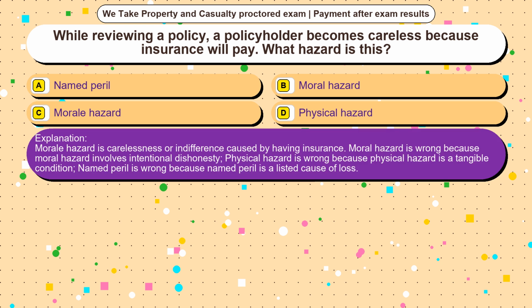Morale hazard is carelessness or indifference caused by having insurance. Moral hazard is wrong because moral hazard involves intentional dishonesty. Physical hazard is wrong because physical hazard is a tangible condition. Named peril is wrong because named peril is a listed cause of loss.